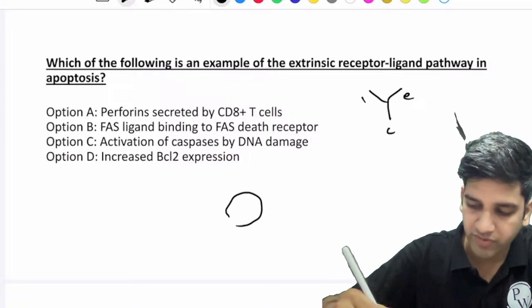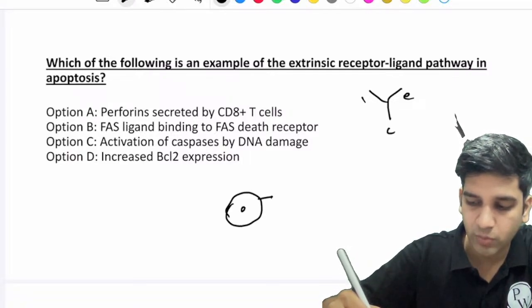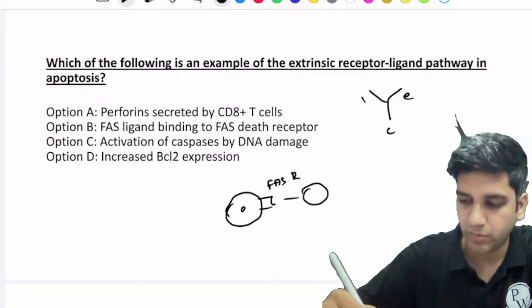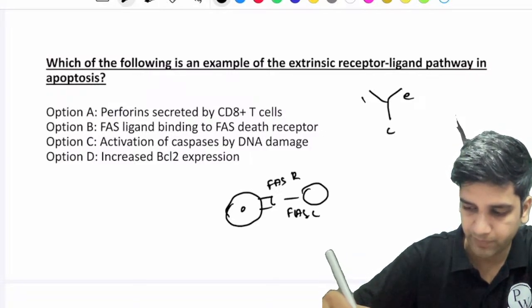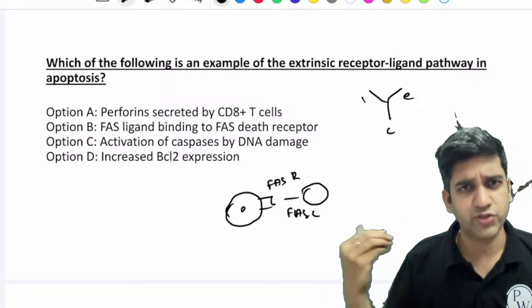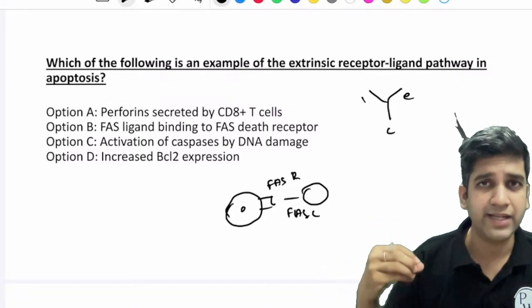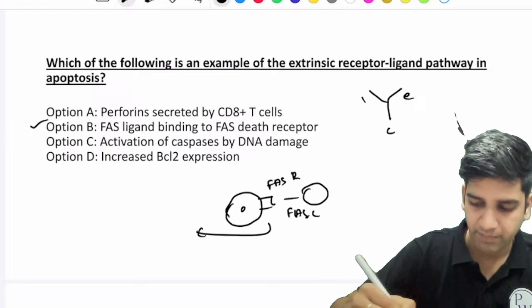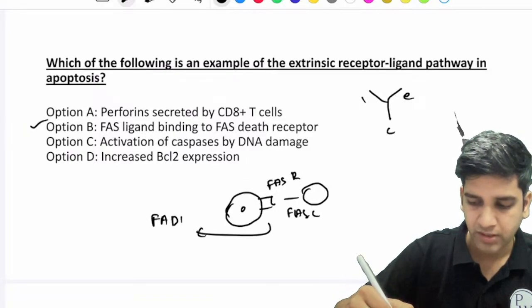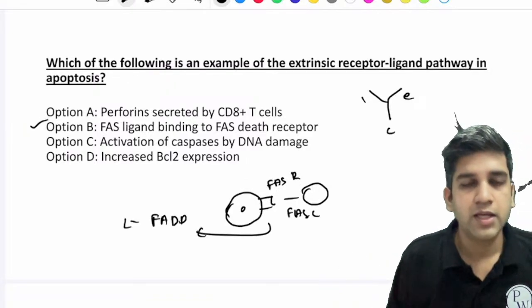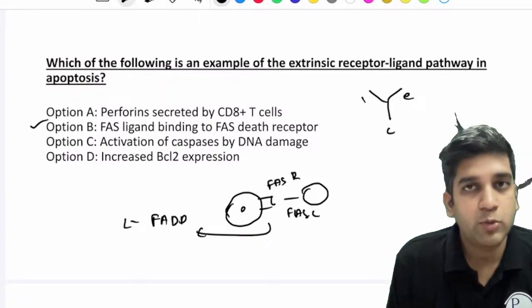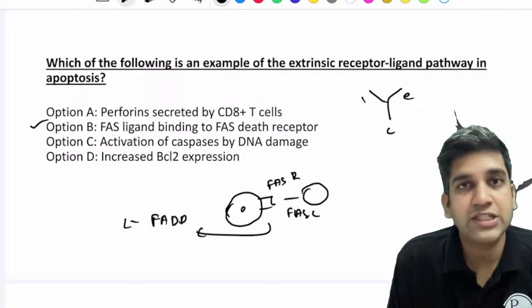If you remember, what we said was all living cells will have an FAS receptor, and the WBC, generally the lymphocyte, will have an FAS ligand. It comes and binds to a dying cell, and that triggers a pathway called FADD. A leading question to all of you: tell me, FADD, or the extrinsic pathway of apoptosis activation, activates which caspase?